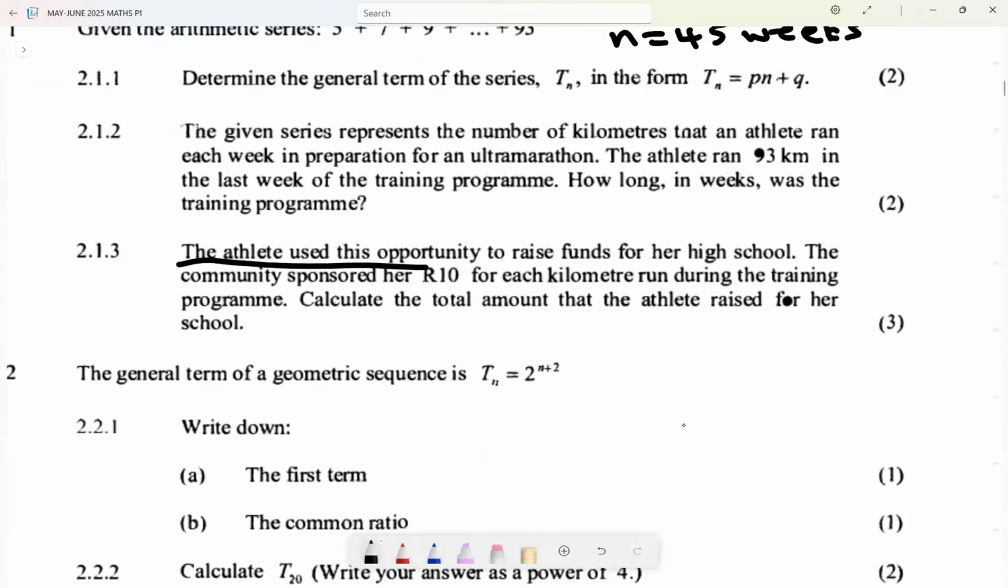They say to us 2.1.3. The athlete used this opportunity to raise funds for her high school. The community sponsored her 10 rand for each kilometer run during the training program. Calculate the total amount that the athlete raised for her school.